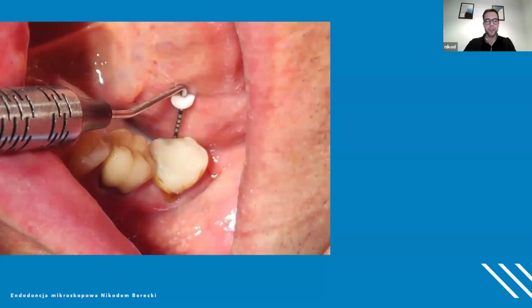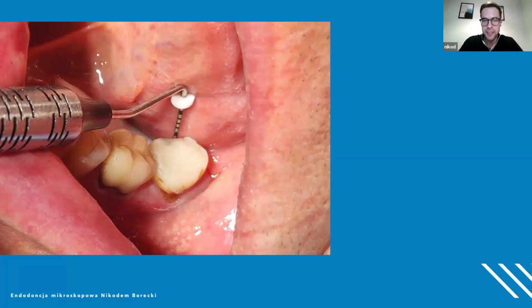Another very important thing in examination is gingival pocket probing, especially before retreatment. We need to probe around the tooth, every point, because when the probe goes deeper at one point only, more than 5 millimeters or 10, we know that there is a big possibility that we have a vertical root fracture.